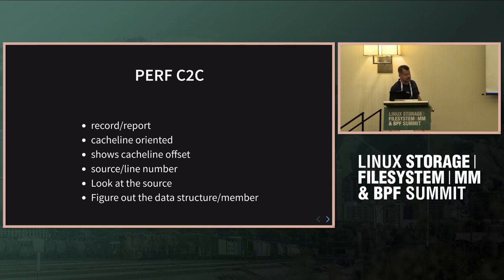Perf c2c, which came after, is, as I said, for cache false sharing detection. Record and report are oriented to cache lines, so that you can match the cache lines. A cache line is going out of the cache frequently, so there must be somebody who is writing to it and the others just reading, so it would be good to reorganize the data structure to move those things to different cache lines, but it doesn't resolve the type.